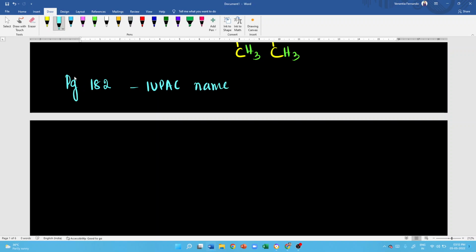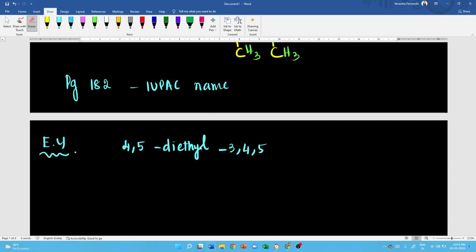The question asks for the IUPAC name of the branched alkene they have given. You can go through it and evaluate yourself; let me solve that. So the given compound is 4,5-diethyl-3,4,5-trimethyl octane.